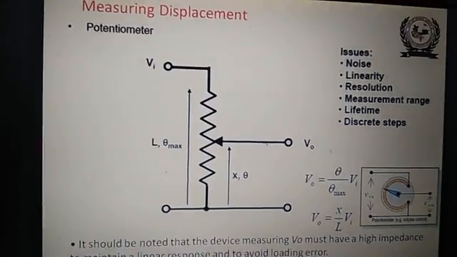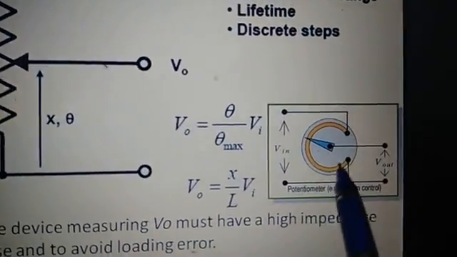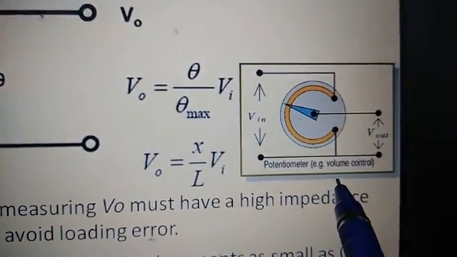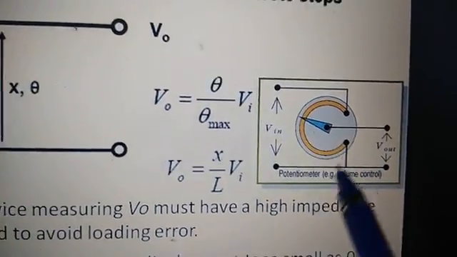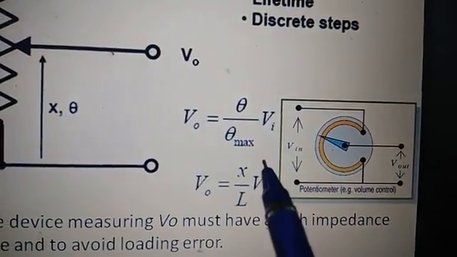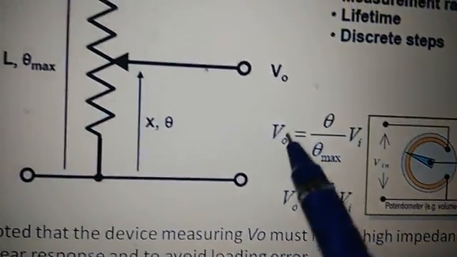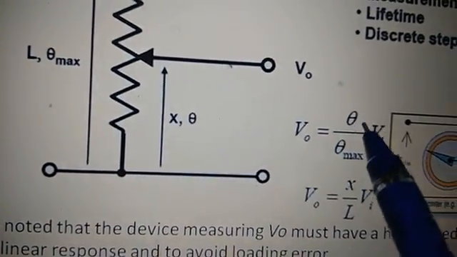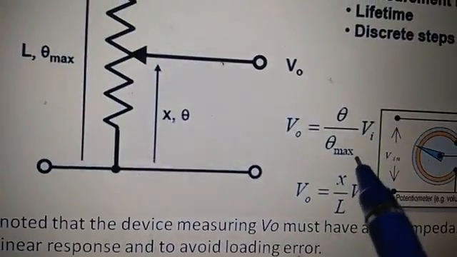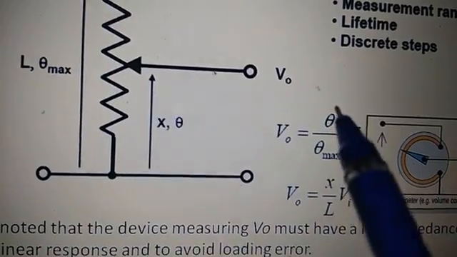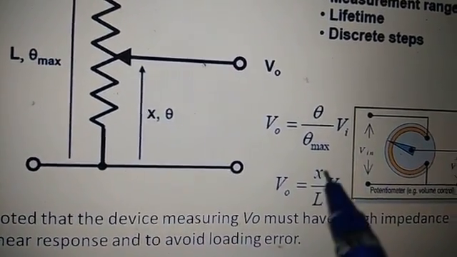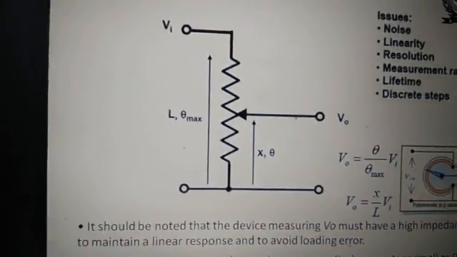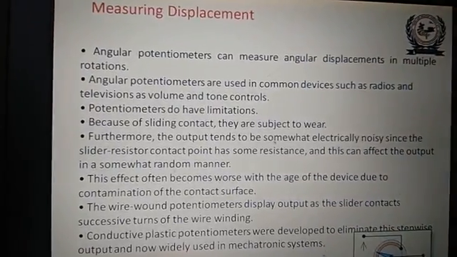So this is the potentiometer, and here this meter is shown. A potentiometer for volume control, supposedly, and this is the equation: V naught is equal to theta by theta max into Vi. V naught is the output, theta is the displacement, and theta max is the maximum displacement. This can also be written for angular movement and for linear movement: x is the displacement, L is the total length, into Vi. So this is the measurement of displacement.